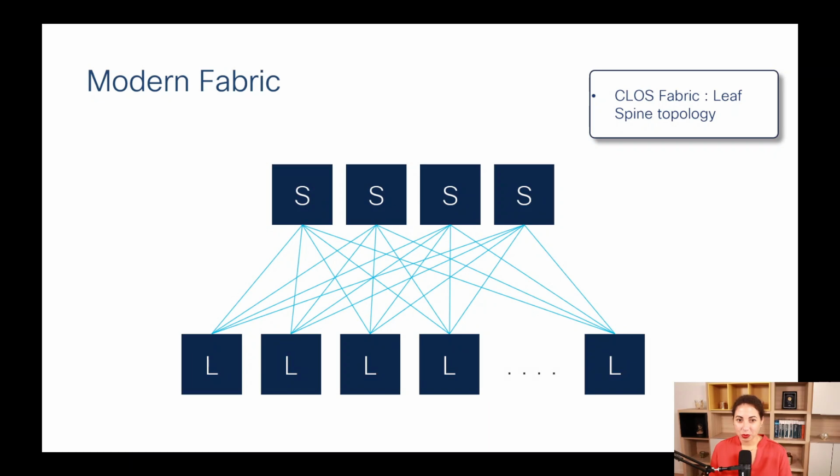The first one shows a very simple drawing where we will be presenting the key devices that constitute our modern fabrics. The first thing I would like to stress is that this is not a two-tier topology. By a two-tier topology, I am referring to the kind of legacy networks that we extensively covered in the previous video.